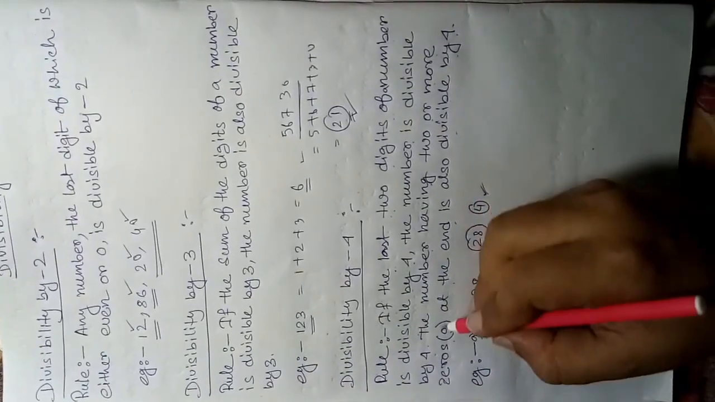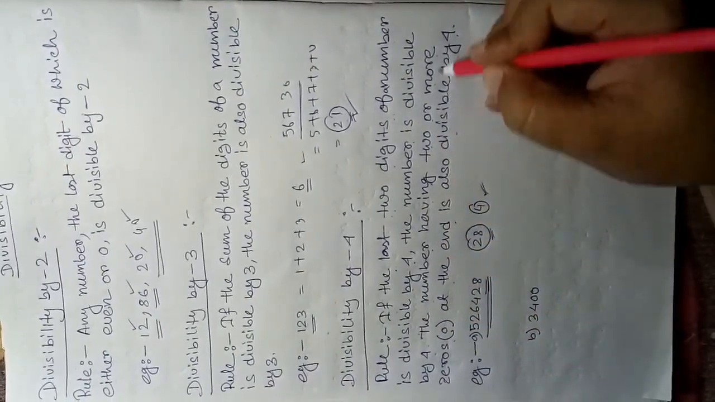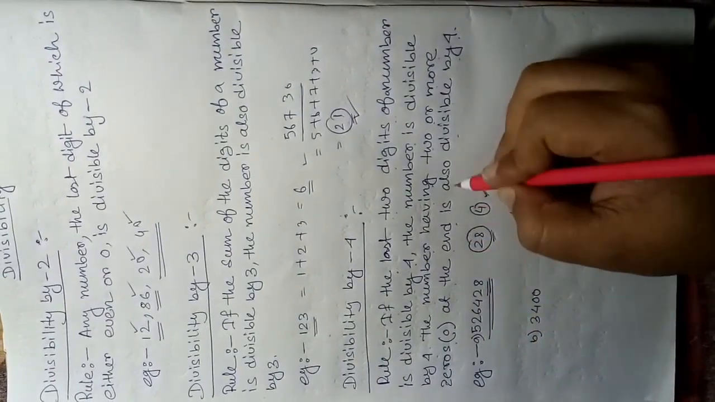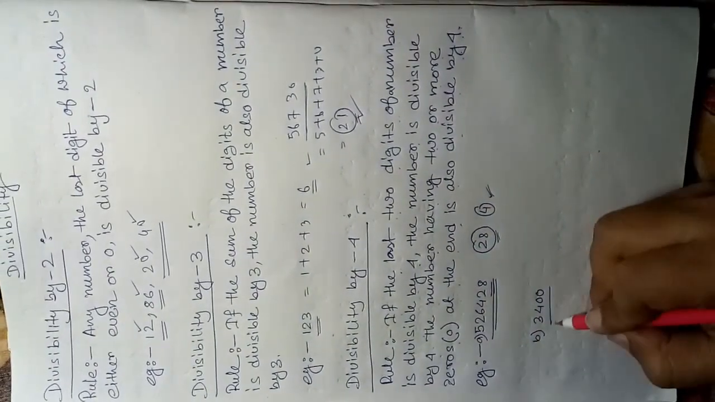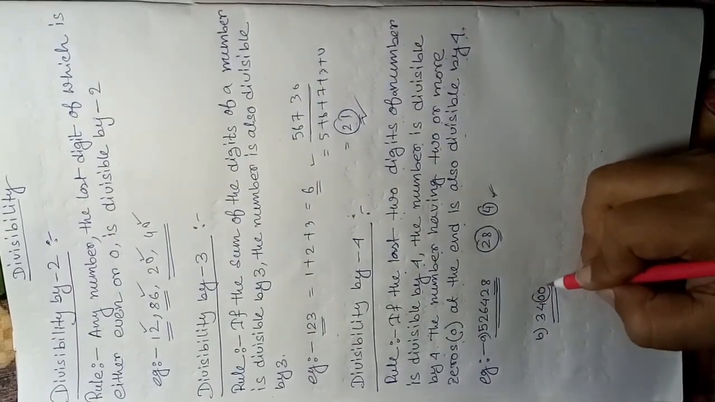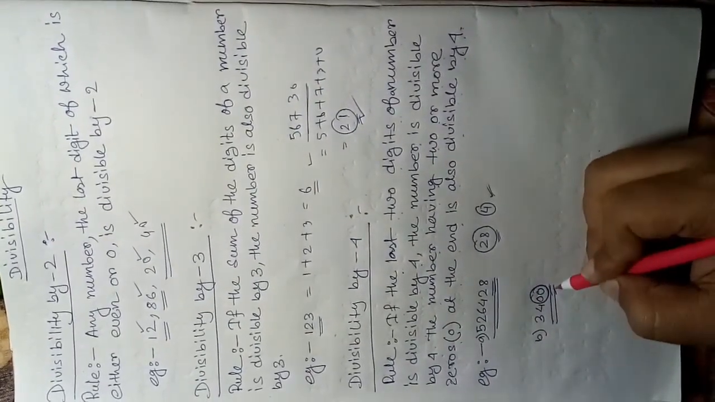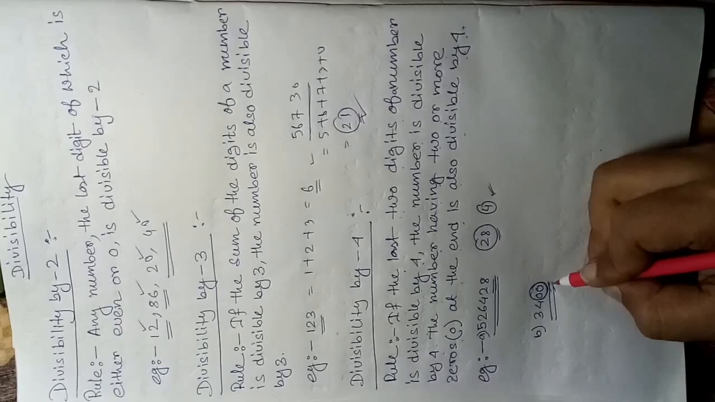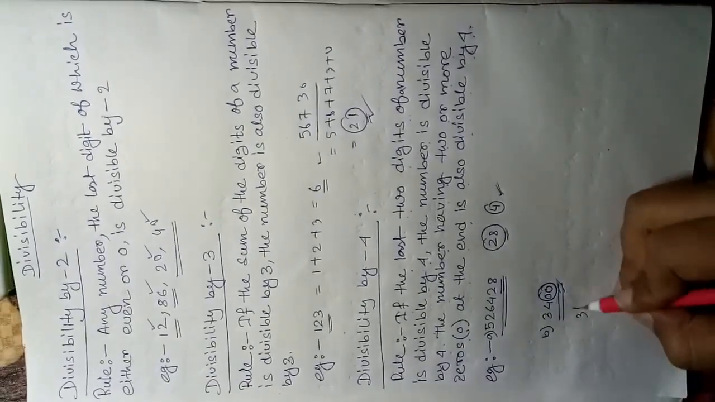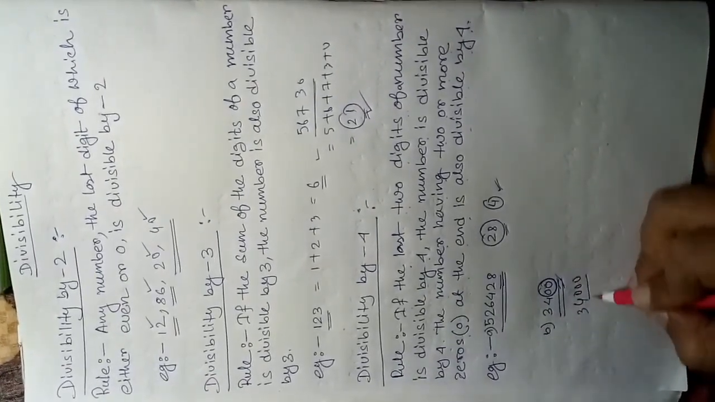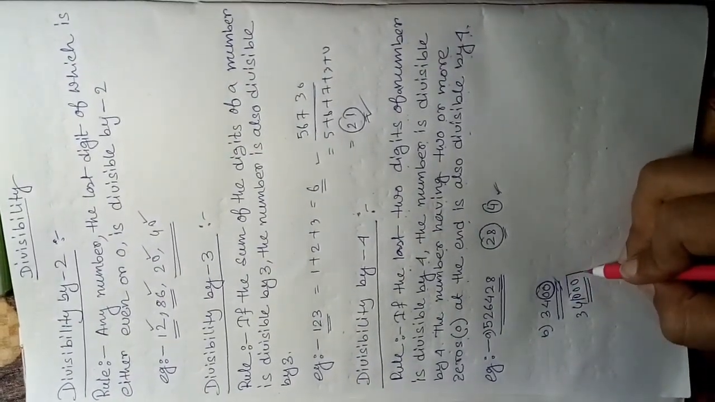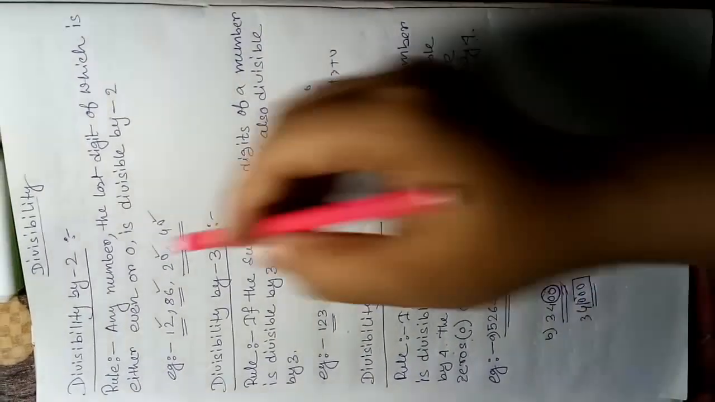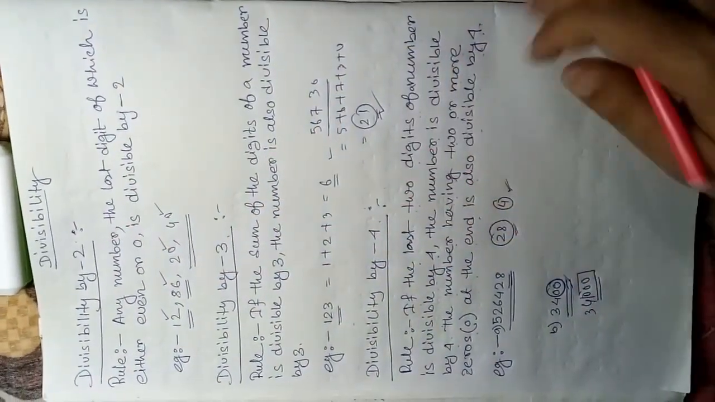Also the second rule, a number having two or more zeros at the end is also divisible by 4. Like 3400, the last two digits are 2 zeros, so this number is divisible by 4. Like 34000, the last three digits are 0, so the number is divisible by 4. So 2, 3, 4 we have discussed.